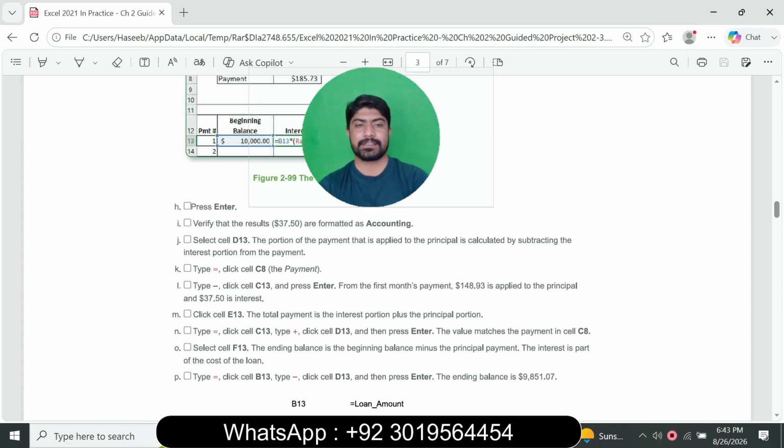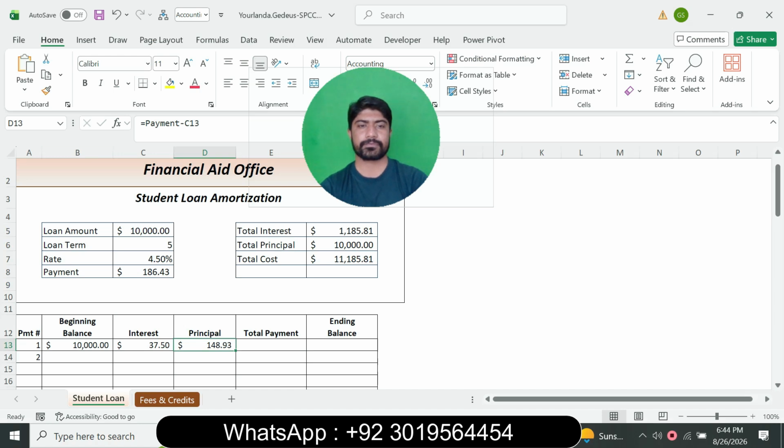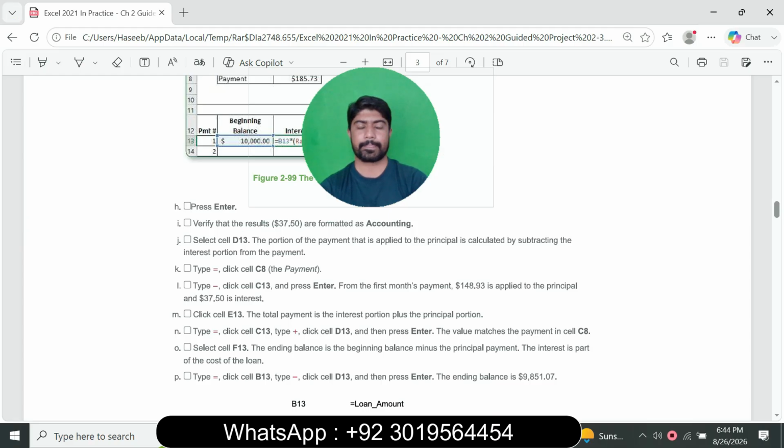So next click cell E13. The total payment is the interest portion plus the principal portion. Type equal to, click cell C13, type plus, click cell D13 and press enter. The value matches the payment in cell C8.